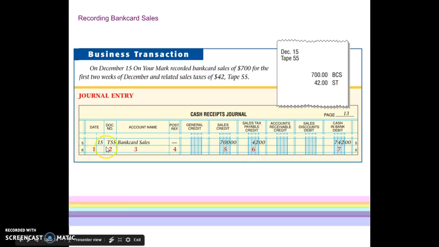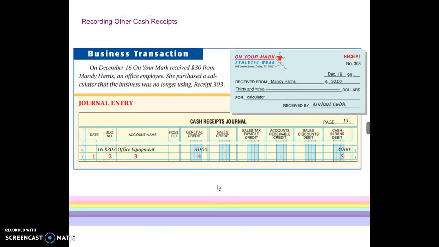So the date, the 15th, document number T55 for tape 55. Bank card sales is the account name. No post reference because nothing is being posted yet at this time. We have sales credit of $700. We have sales tax payable credit of $42. Here's the sales. There's the sales tax. Total cash received then, $742. Okay, so that's recording bank card sales.